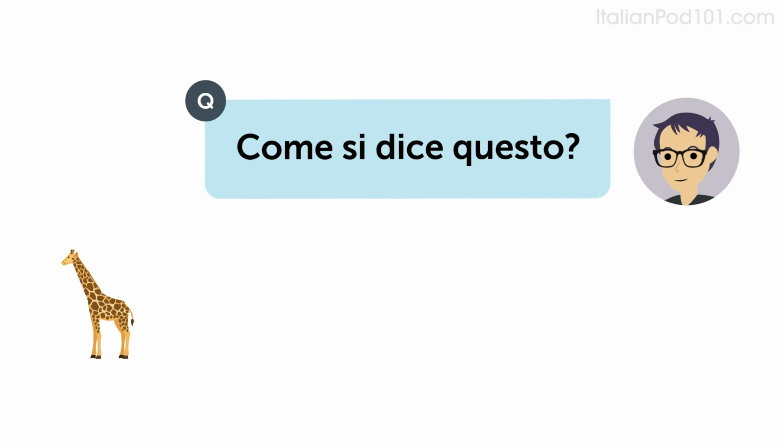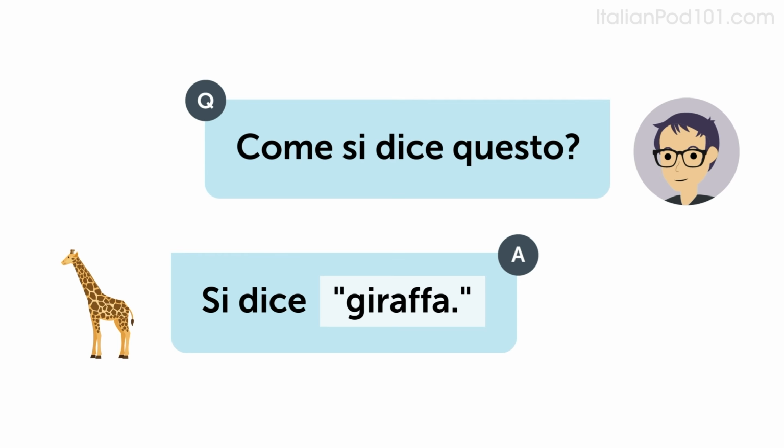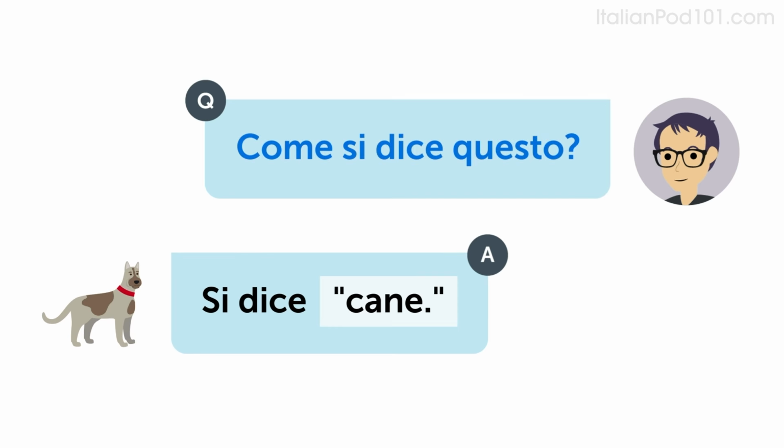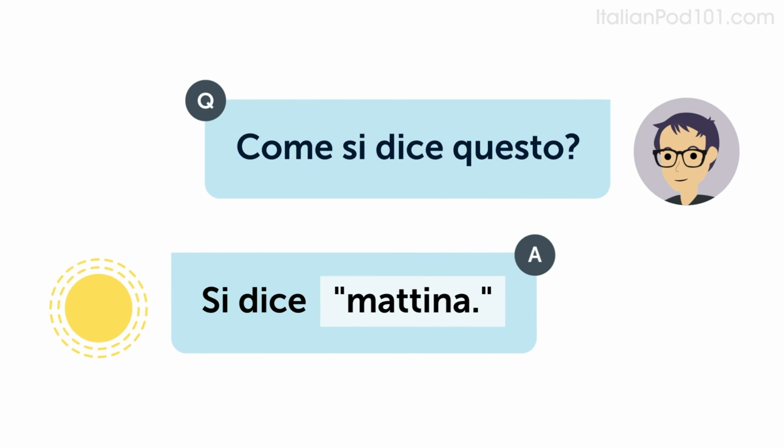Let's look at some examples. Listen and repeat or speak along with the native speakers. Come si dice questo? Si dice giraffa. Come si dice questo? Si dice cane. Come si dice questo? Si dice mattina.